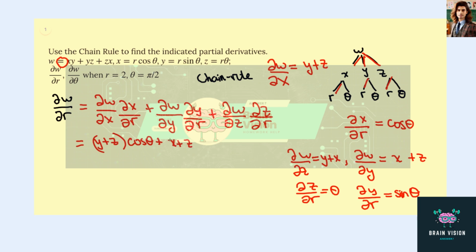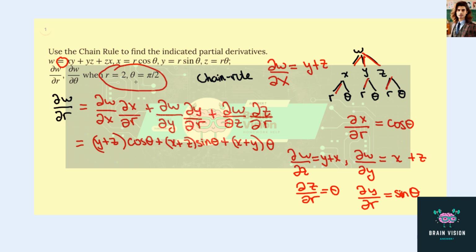Okay, so go ahead and plug each of these in carefully. We don't want to make any mistakes here. We have sine theta, derivative of W with respect to Z, that was Y plus X. Derivative of Z with respect to R, that was theta. Now we can go ahead and use these given values here to evaluate all these expressions.